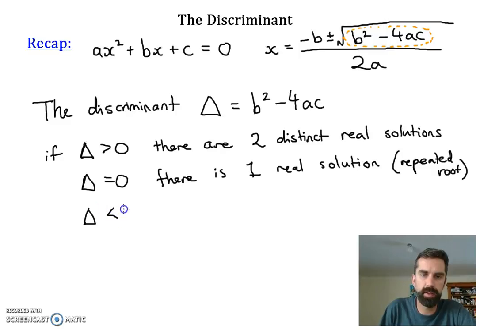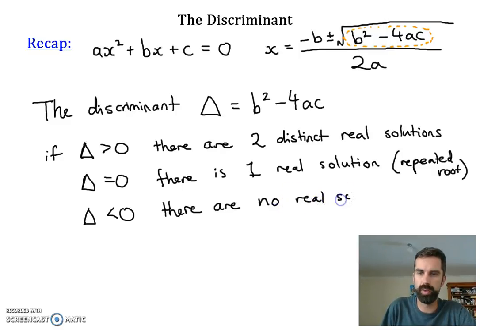The third case is that the discriminant is less than 0, and that means that there are no real solutions. So the discriminant's really handy because without doing the entire quadratic formula, we can use it to figure out how many solutions we're going to get.